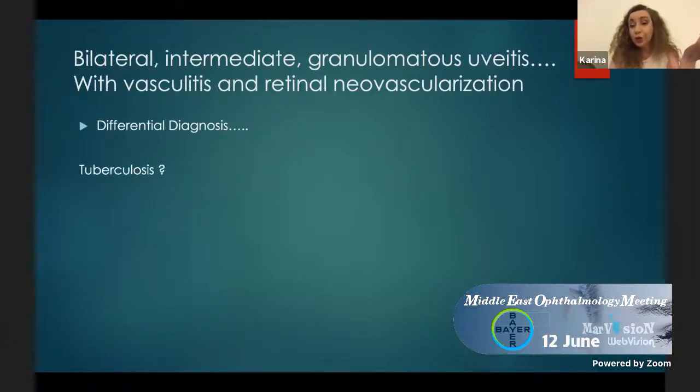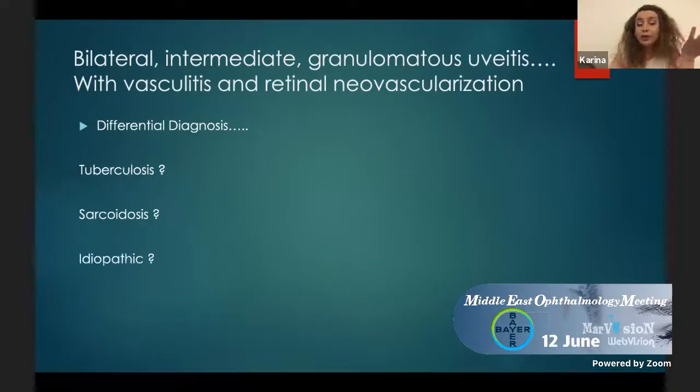Can this be tuberculosis? Well, we know that tuberculosis is quite frequent in the area, and retinal vasculitis can be one of the manifestations of ocular tuberculosis, so it is possible. Can this be sarcoidosis, which is a kind of non-infectious counterpart for tuberculosis, but they share some clinical features, so it is another possibility. Or maybe our colleagues were right, and this is a case of idiopathic inflammation.